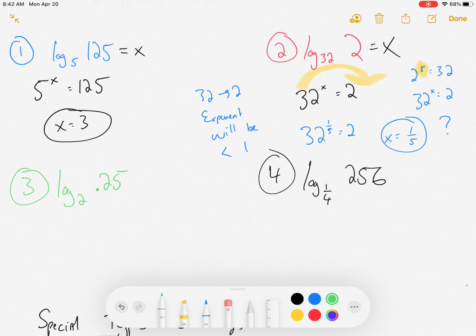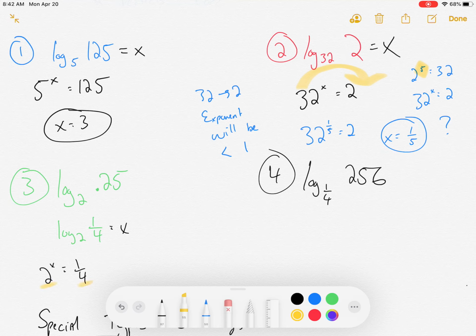Okay, next up, number 3, log base 2 of 0.25. The first thing I'm going to do is rewrite 0.25 as a fraction. That's one of 3 nice decimals. I call them nice decimals: 0.25, 0.5, and 0.75, because those are the easiest ones to just switch in our head. So I'm going to write this as log base 2 of 1/4, and again, that equals x. So 2 to what power equals 1/4?